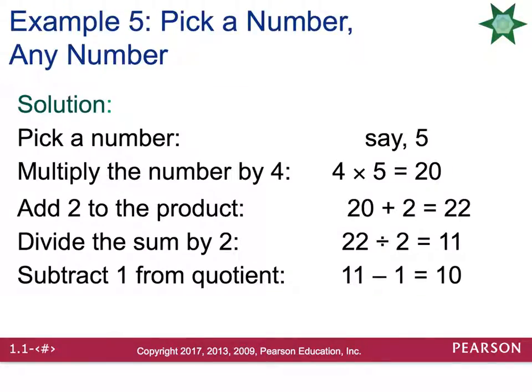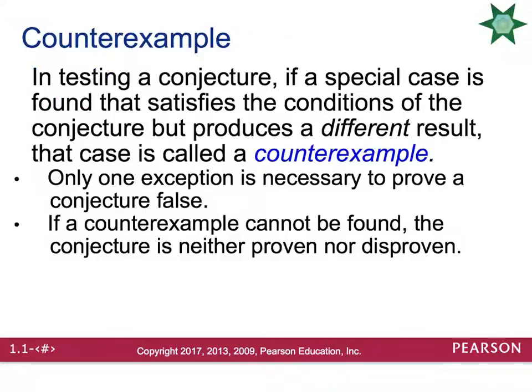So here's an example where we took 5. Okay, so we start with 5, we multiply times 4, and we got 20. Then we added 2 to that 20, we got 22. Divide by 2, and we got 11. And then we subtract 1, we got 10. And we go from 5 to 10. It looks like we're doubling the number, because we did it with 2 and 3 as well, and it doubled, right? So it looks like it's doubling the number. We would say, well, by induction, because we looked at observations, that's what it is.